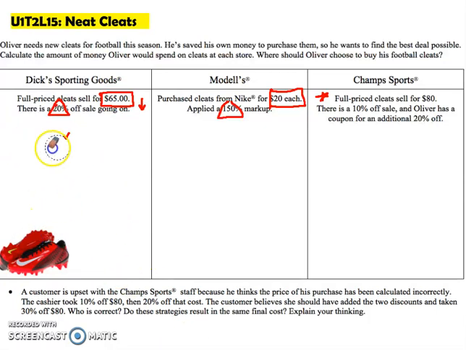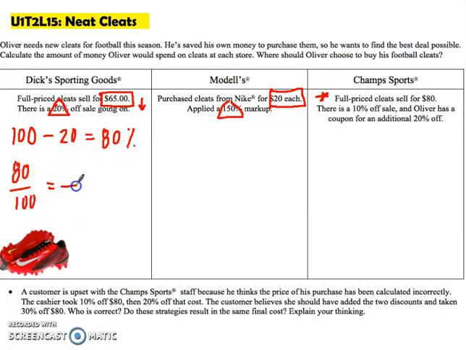Where I'm going to do 80%. And you're saying, where is that 80 coming from? Well, I take 100%, which is the total price of the shoes before the sale, minus the 20. And so he's actually paying 80% for the shoes. So 80 over 100 equals something over 65, right?